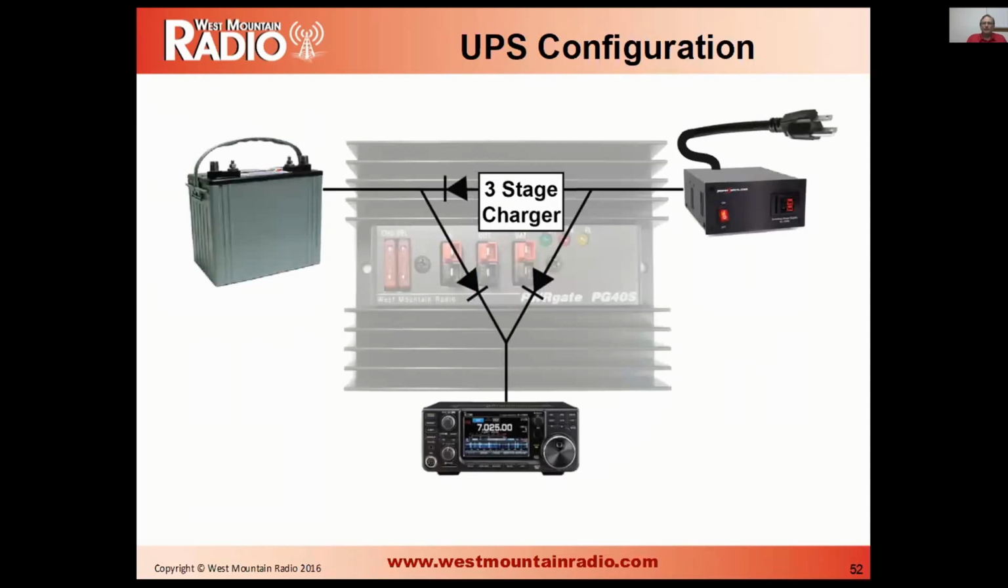Uninterruptible power supplies. This is the PowerGate that West Mountain Radio has been making for years, the Super PowerGate. Extremely popular product. A lot of people have it. Basically, it's got two diodes in there so that it can take power to the radio from either the power supply or the battery. When you lose power from one or the other, the radio just keeps running. You don't even notice a blip. And then it's got a battery charger in there as well. So when you do have the AC power, you can keep the battery charged. So this is the kind of thing that works well in a lot of different situations. And again, it's a very popular product.